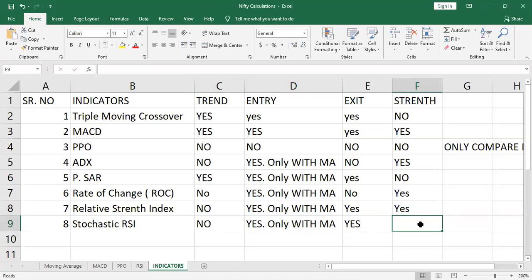But as per more use, you cannot measure this strength because there are two lines which compare to each other. So in using the stochastic RSI, you can't measure the strength.